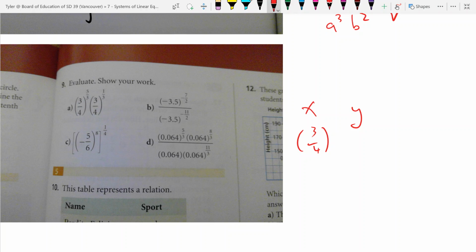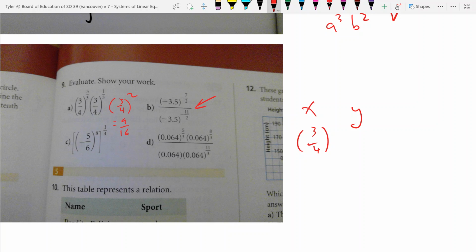Instead of applying the exponent to each of these, which will make the question really big and ugly, we're just going to simplify these exponents first. Because it's multiplying, we're going to add them. So 5/3 plus 1/3 is 6/3, which is the same as 2. So it's going to become 3 over 4 to the power of 2. And if you wanted to simplify that, that'll become 9 over 16. Cool.